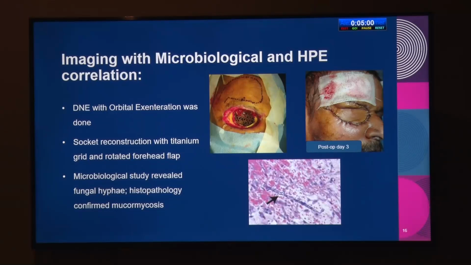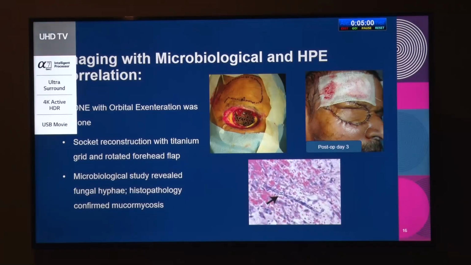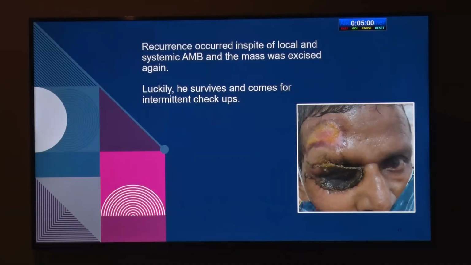DNE with orbital exenteration was done, socket reconstruction with titanium grid, and a rotated forehead flap was given. Microbiological study revealed fungal hyphae, and histopathology confirmed it to be mucormycosis. Recurrence occurred in spite of local and systemic amphotericin B, and the mass was excised again. Luckily, he survives and comes for intermittent checkups.